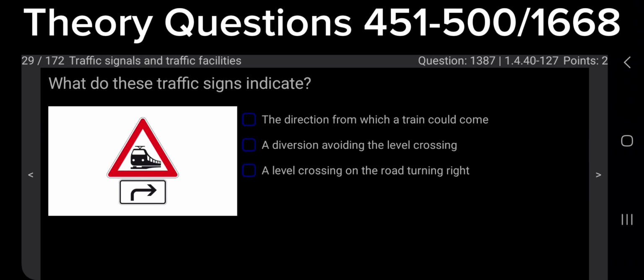What do these traffic signs indicate? The direction from which a train could come. A diversion avoiding the level crossing. A level crossing on the road turning right.